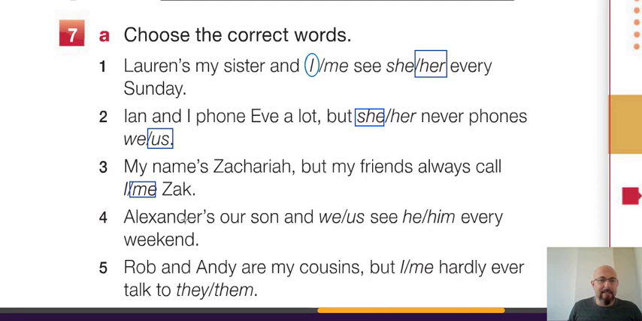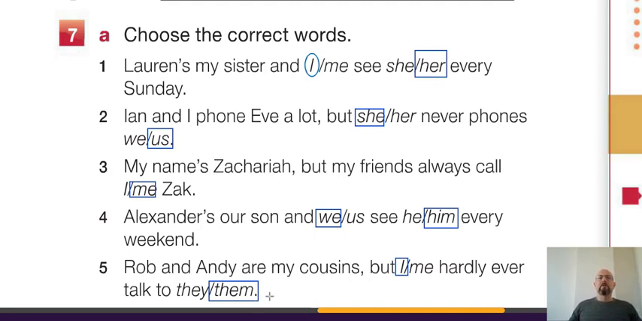Alexander's our son and we see. See is the verb. Before the verb, we. After the verb, him. Every weekend. Rob and Andy are my cousins, but I hardly ever talk. Before the verb, I. After the verb, talk to them.